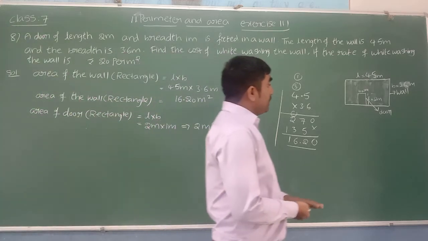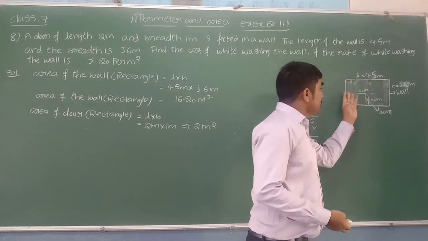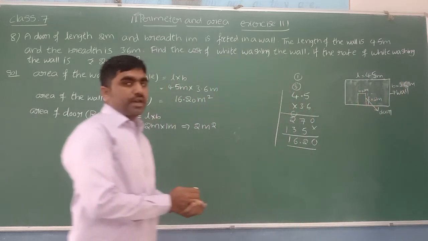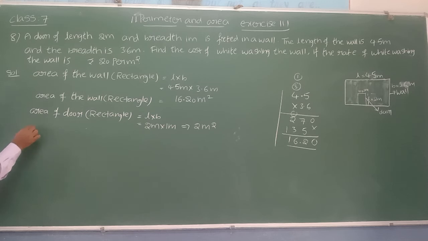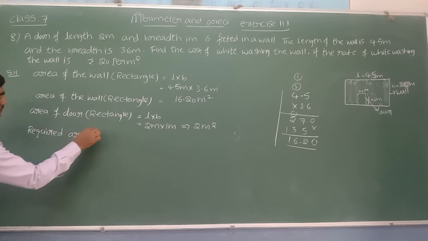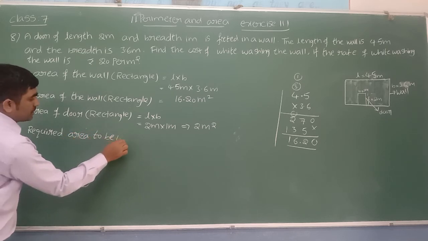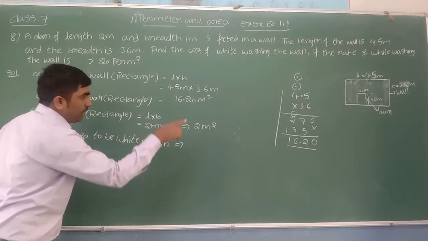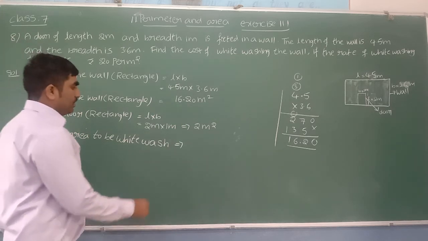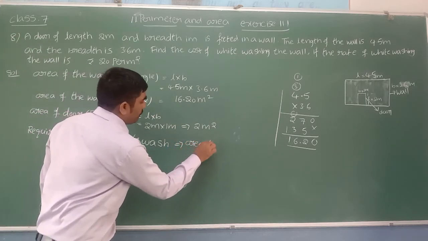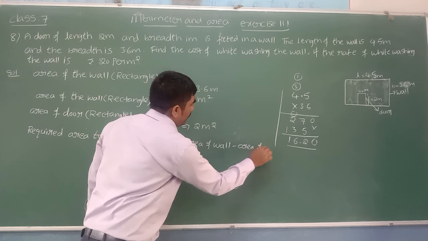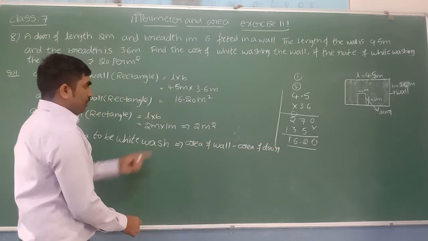Now how can we find the required area to be whitewashed? To know the required area, from the area of the wall we can subtract the area of the door. So now let me write here: required area to be whitewashed. Except that door area, the remaining area of the wall we need to whitewash. So from the area of the wall you can subtract the area of the door.